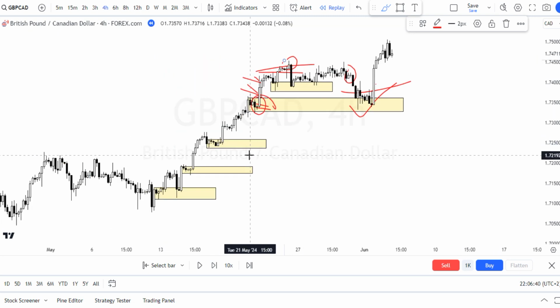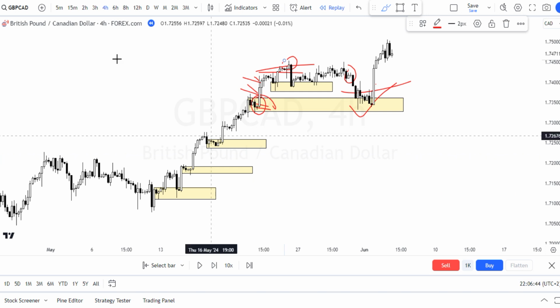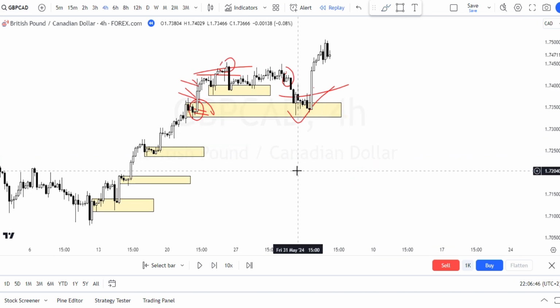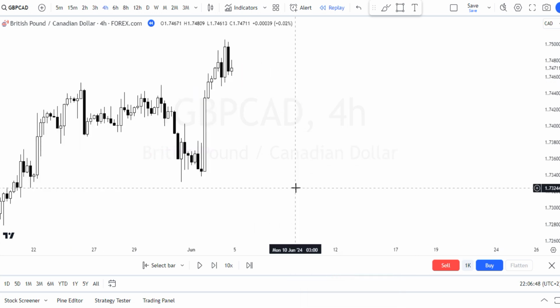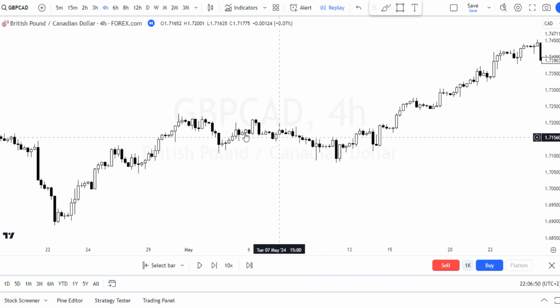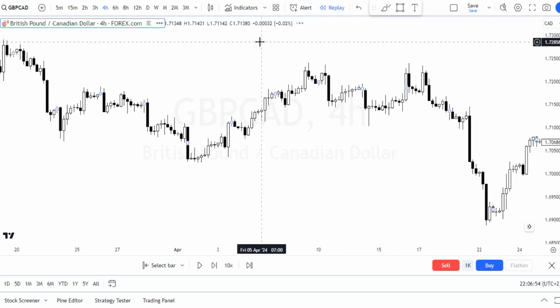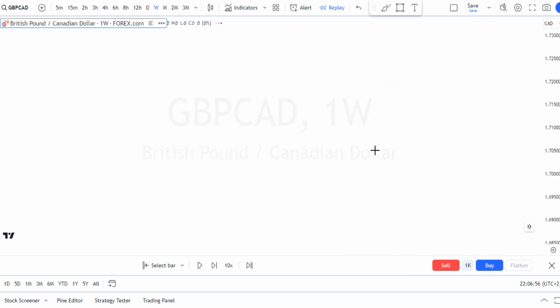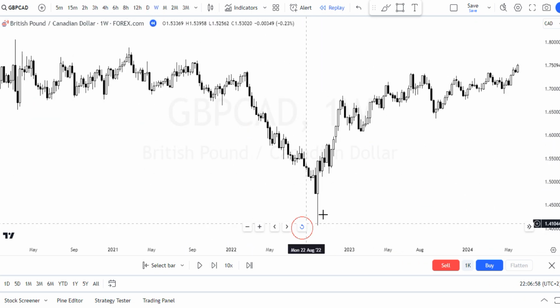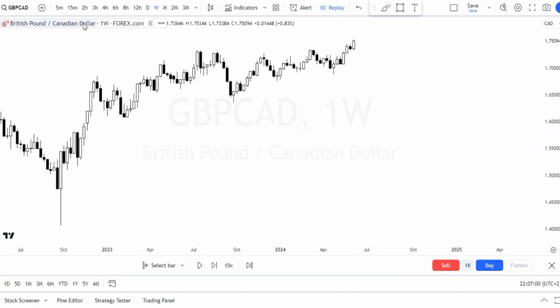So in order to find the best order blocks, you have to go with the trend. You have to follow the higher time frames, and that's the way you can get it done. Okay guys, there is no other way to find the best order blocks. And when finding the best order blocks, you have to also think about one thing.